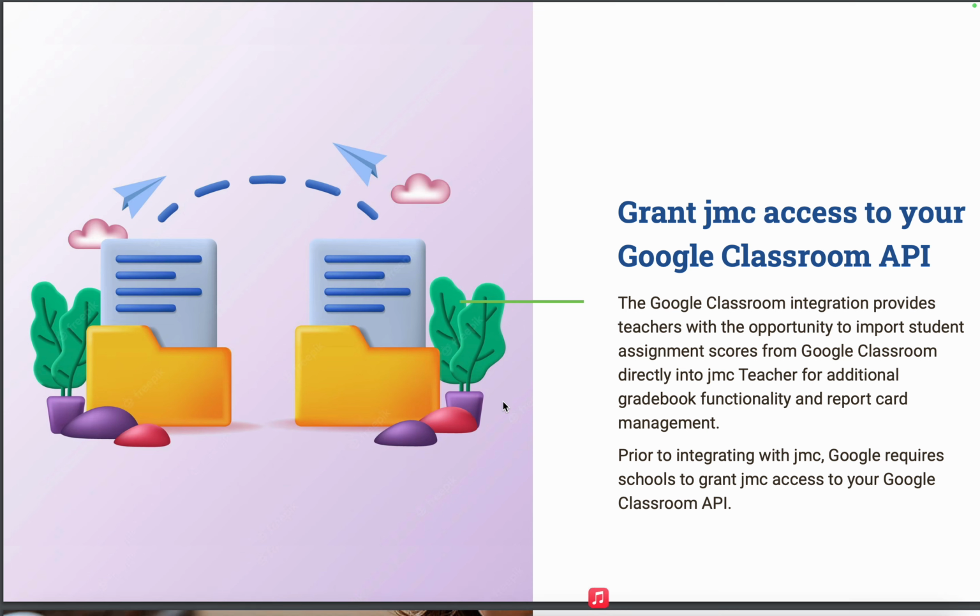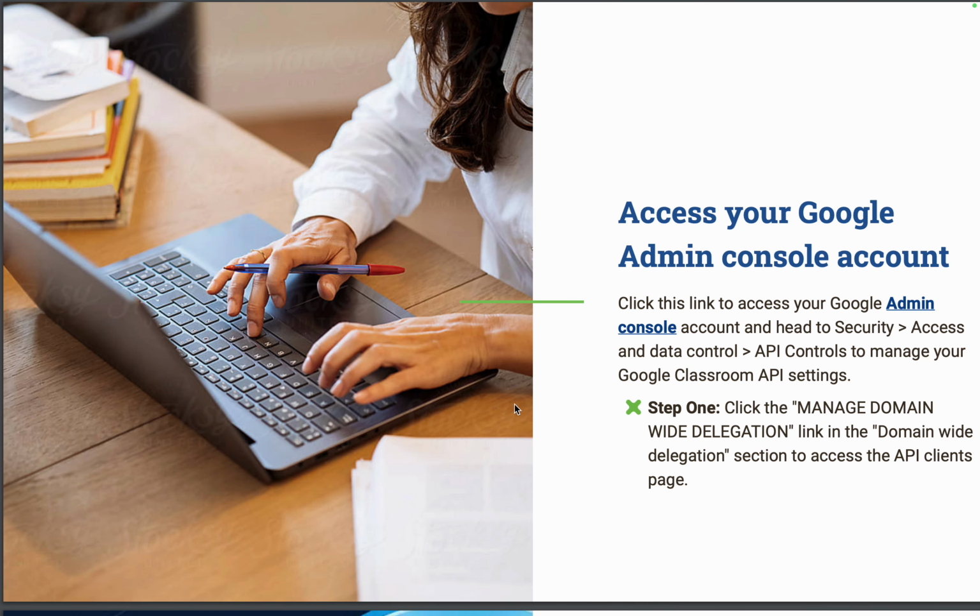Grant JMC access to your Google Classroom API. The Google Classroom integration provides teachers with the opportunity to import student assignment scores from Google Classroom directly into JMC Teacher for additional gradebook functionality and report card management. Prior to integrating with JMC, Google requires schools to grant JMC access to your Google Classroom API. So again, we need you to get permission from Google Classroom to talk to JMC. Click this link in your Google Admin Console and head to Security, Access, and Data Control, API Controls to manage your Google Classroom API settings.